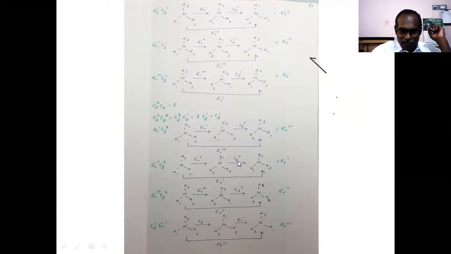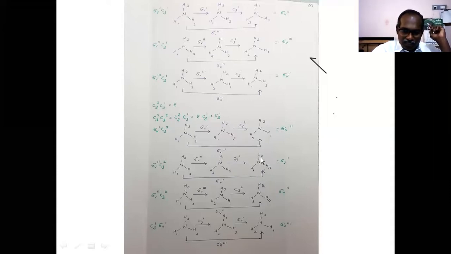Now C3 twice. C3 twice means 240 degree rotation. Therefore, the 2 will go to the position 1, 3 will go to position 2, and 1 will go to position 3. Therefore, this is the configuration we are getting.